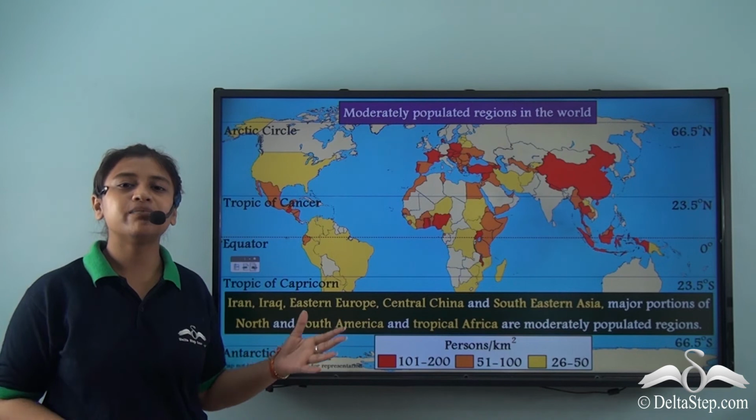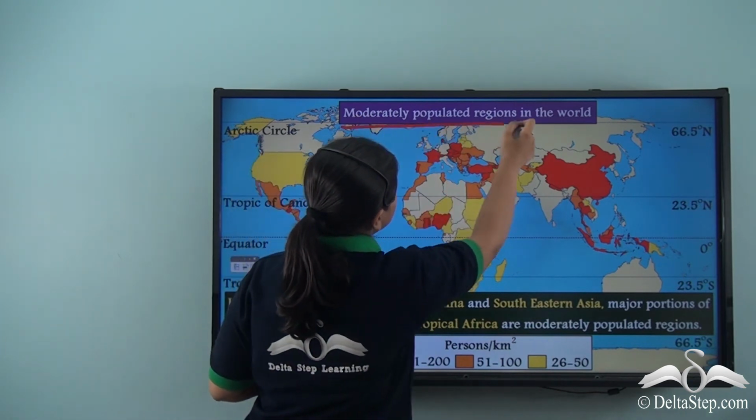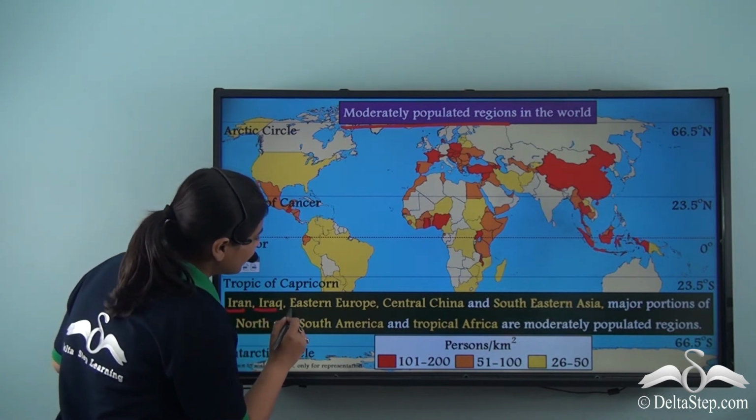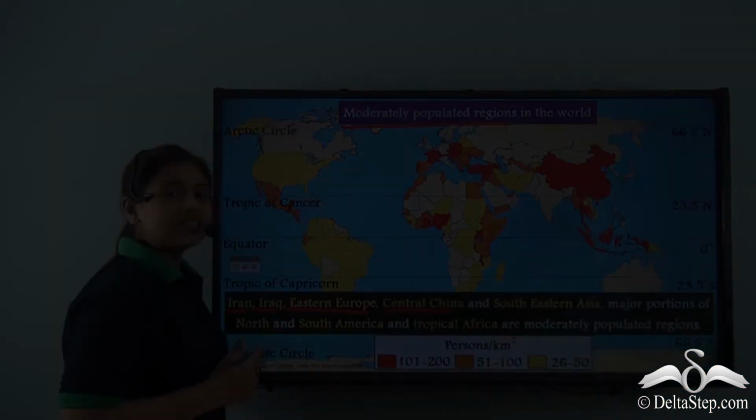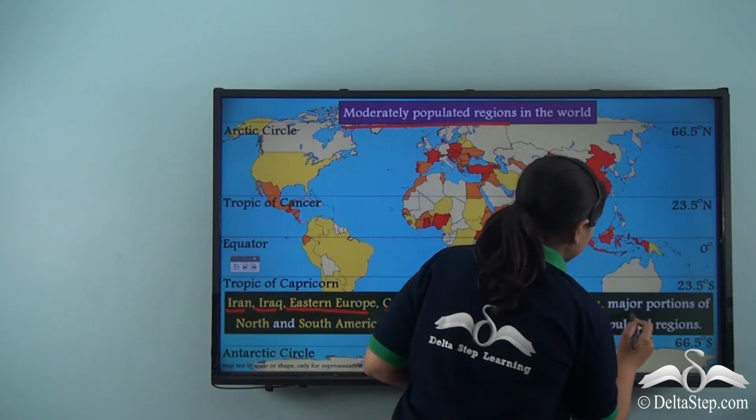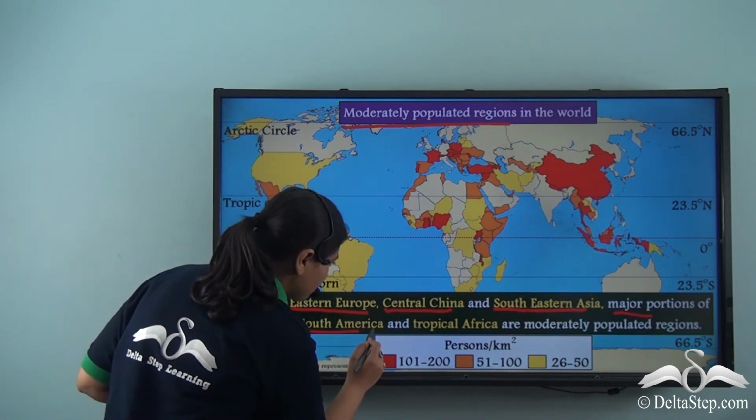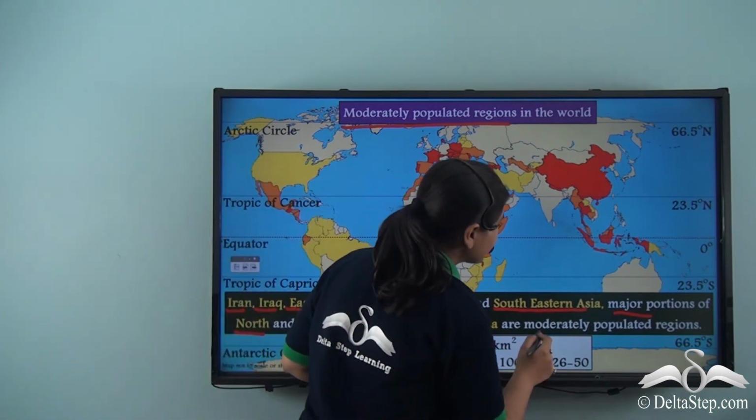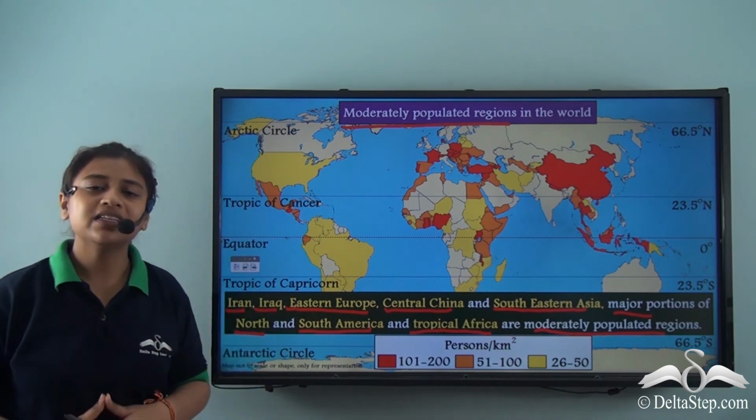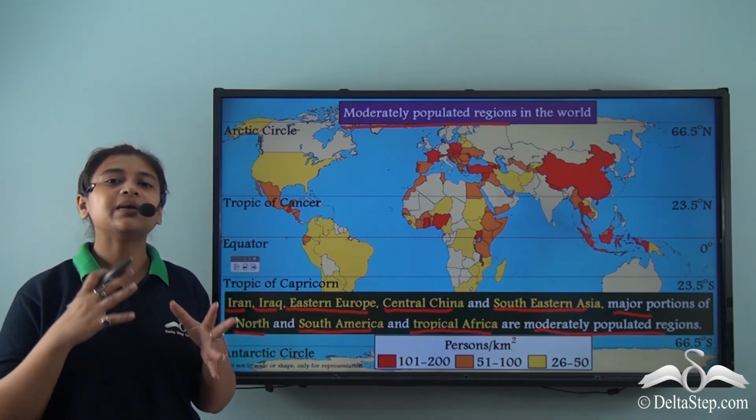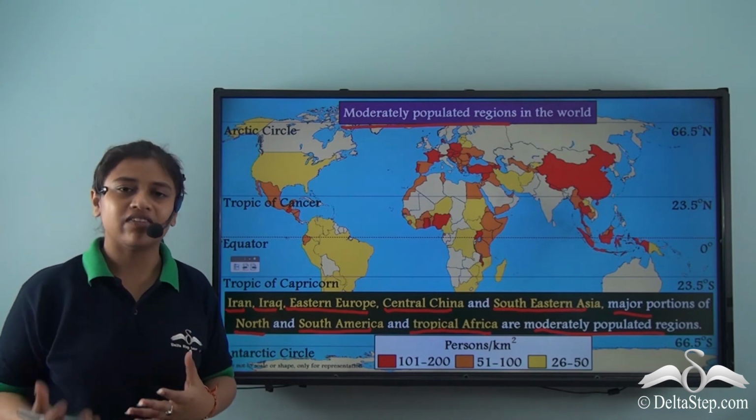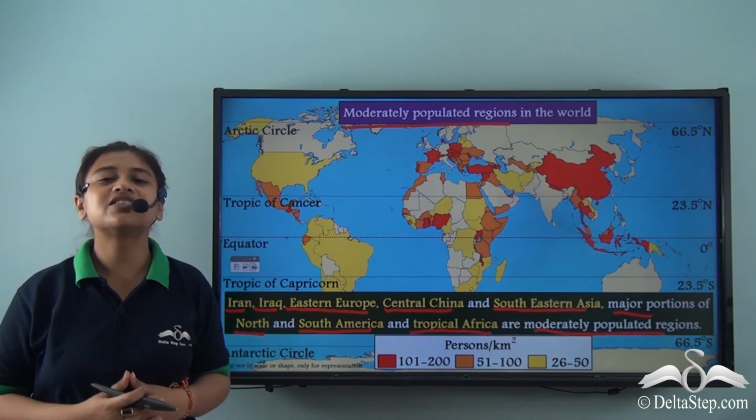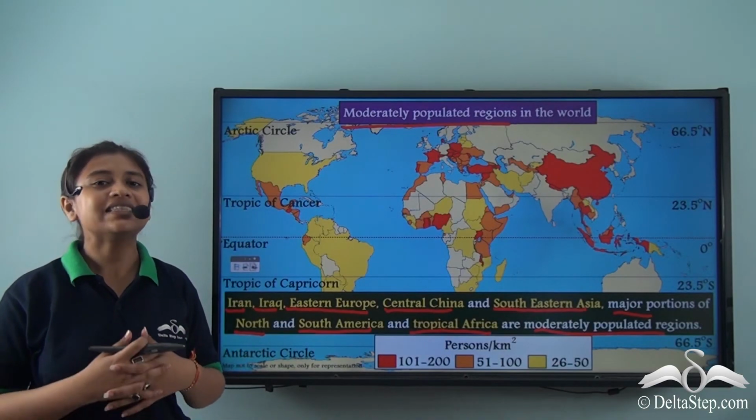So here we have a world map showing the moderately populated regions in the world. And we have Iran, Iraq, Eastern Europe, Central China, Southeastern Asia, major portions of North and South America, and finally tropical Africa. So these are the moderately populated regions, which only means that these regions have nearly moderate climate, they are agriculturally developed, are semi-urban in nature, and they are host to new industries and have limited resources. So these regions favor a moderately dense population.